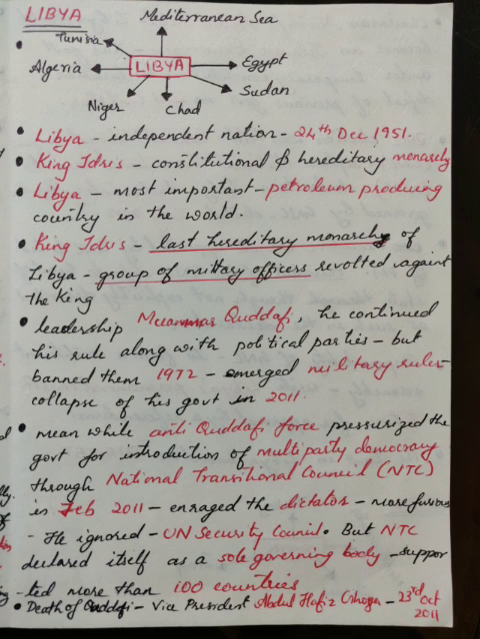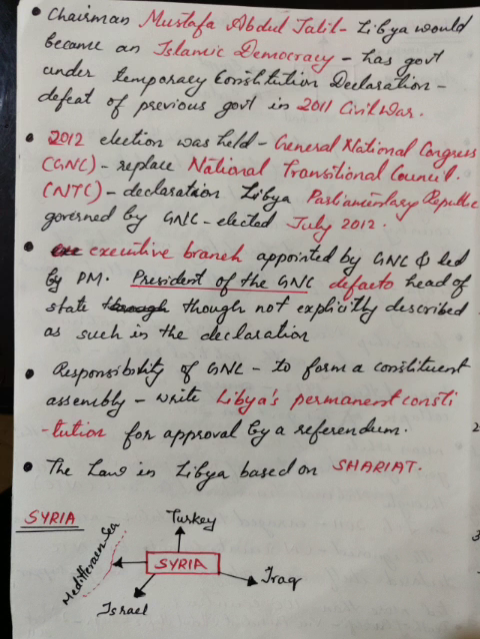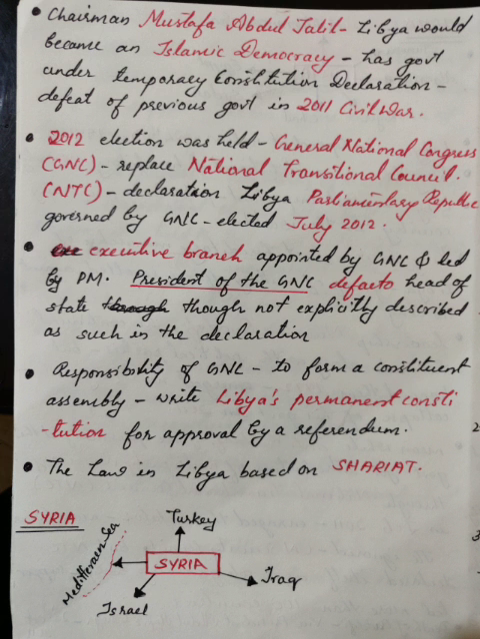Gaddafi was assassinated on 20th October 2011. Vice Chairman Abdul Hafiz Goga declared Libya to be liberated on 23rd October 2011, 3 days after Gaddafi's assassination. Chairman Mustafa Abdul Jalil, the chairman of the National Transitional Council, said that Libya would become an Islamic democracy. Libya has been governed under a temporary constitutional declaration since the defeat of the previous government in the 2011 civil war. Later in 2012, an election was held for the General National Congress (GNC) to replace the National Transitional Council (NTC).